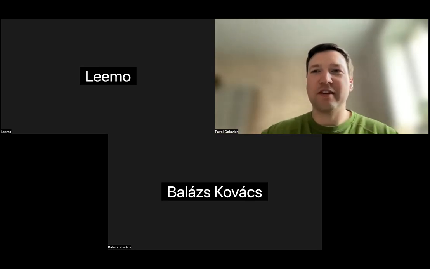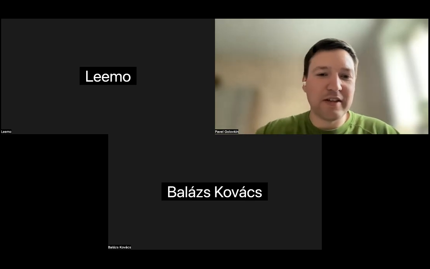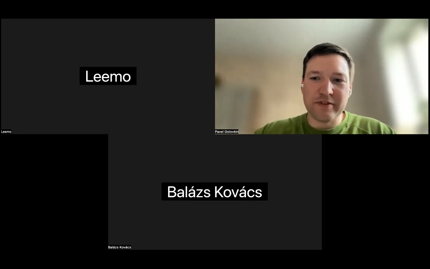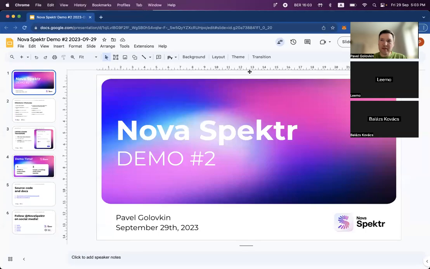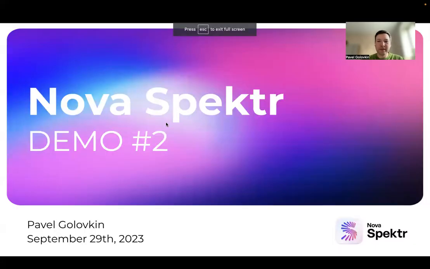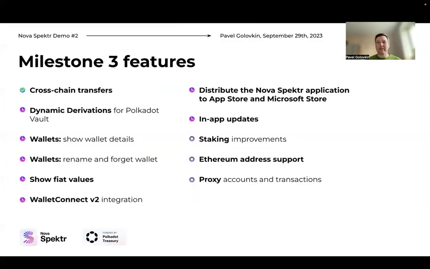So today we have a second demo of Nova Spektr, and today I'm going to introduce cross-chain transfers. So let me share my screen. Okay, and please let me know if you see the slides. Okay, so yeah, welcome everyone once again, and let's go quickly through the milestone 3 scope.